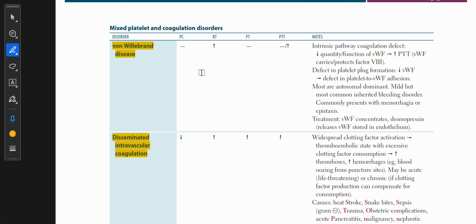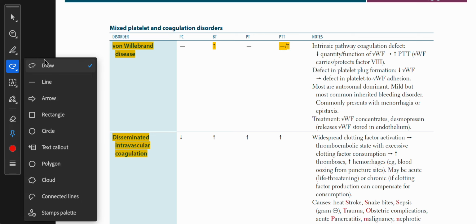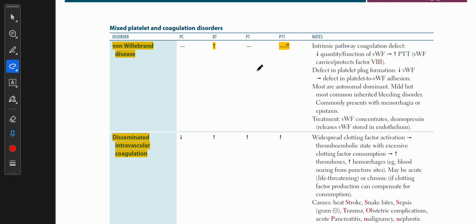So in von Willebrand disease, what actually happens is the bleeding time increases, and platelet count can be normal, and also prothrombin time can be normal, and PTT either increases or is normal. So what is actually VWD? It is an intrinsic pathway coagulation defect, where there is a decrease in quantity and function of VWF that will lead to an increase in partial thromboplastin time. VWF carries and protects factor 8.